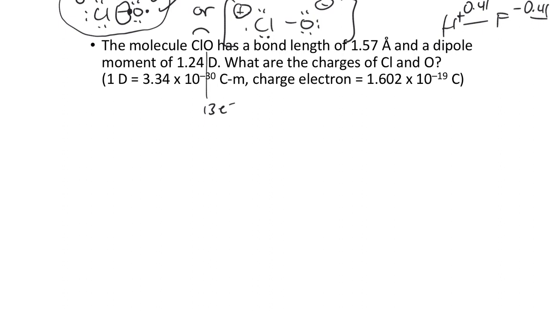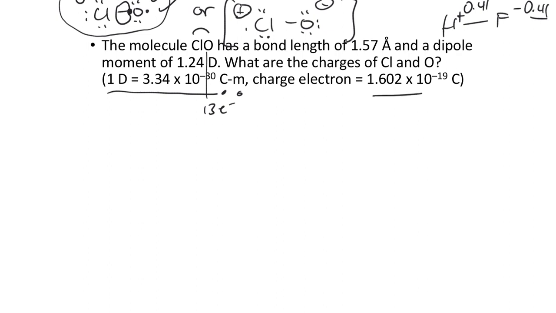And then what are the charges on Cl and O? We're given, and whenever you have to do this problem on a test, we give you the conversion for dipole moment into debye from coulomb meters. Coulomb is the SI unit of charge, meter the SI unit of length. So the SI unit for dipole moment would be coulomb meters, but debye is a more common unit.